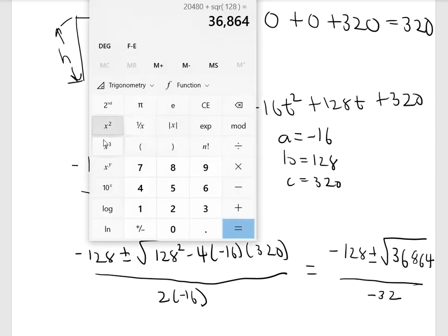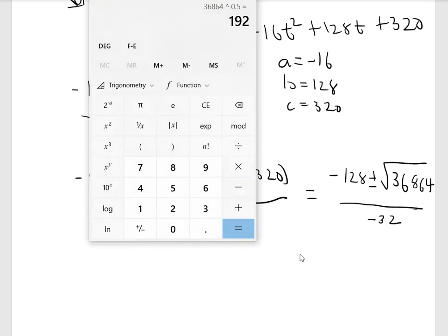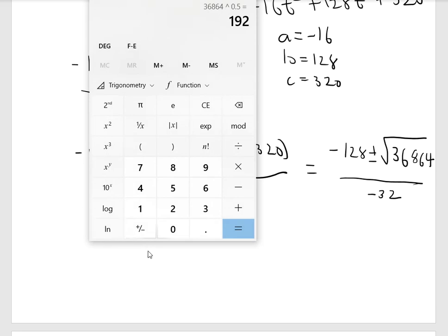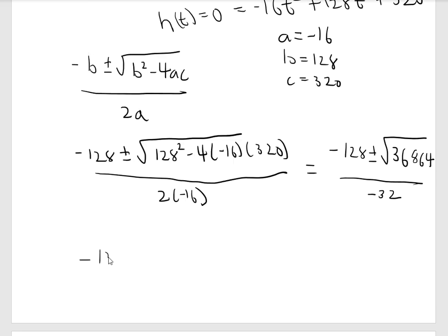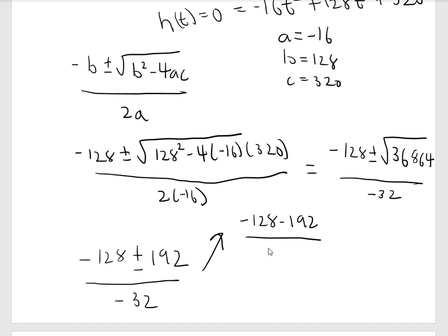And now let's take the square root of this. So that gives me 192. So this becomes, let me write it right here, minus 128 plus or minus 192. So 36,864 is a perfect square, and it's 192. So this gives me two solutions. The first solution is minus 128 minus 192 over minus 32. And then the second one is minus 128 plus 192 over negative 32.